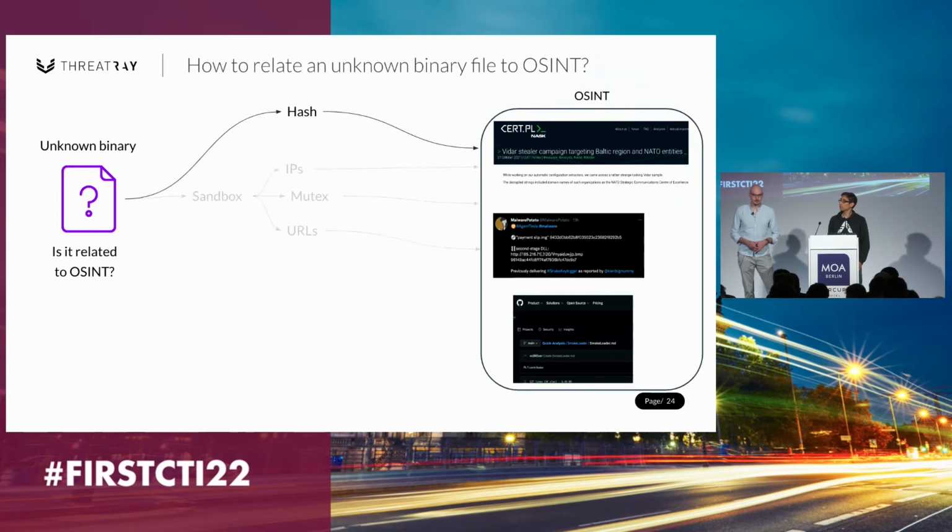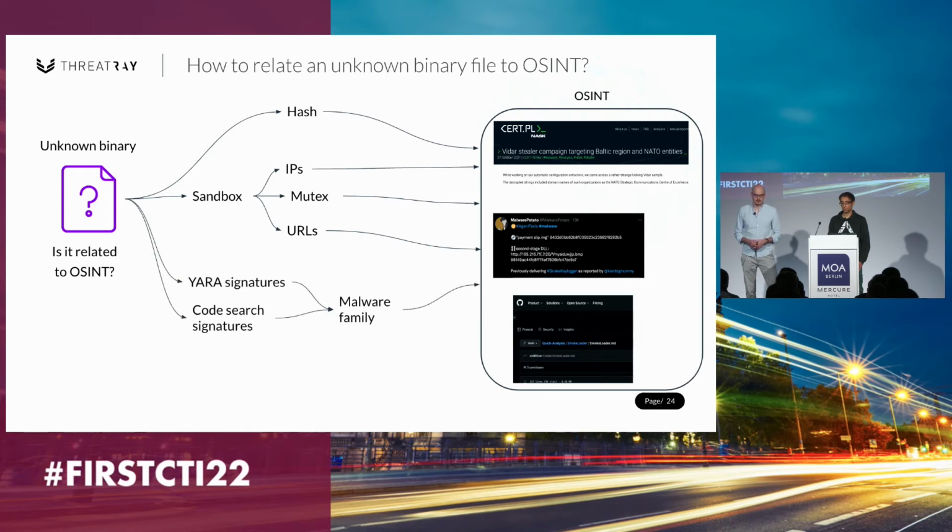A bit of a better approach is to throw it into a sandbox, extract some behavioral artifacts like IPs, mutexes, URLs, and try to find if any of those artifacts in an exact or fuzzy form appear in those reports. That's already better, right? Or you could take an additional step and use YARA or these code search technologies to identify the malware family, and if I can do that, then I can at least narrow down the scope of reports to look at.